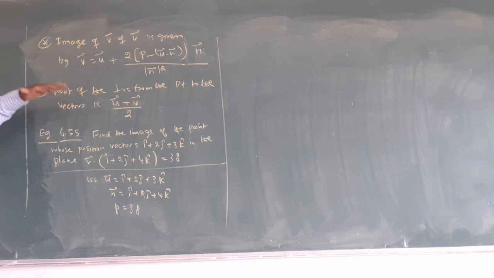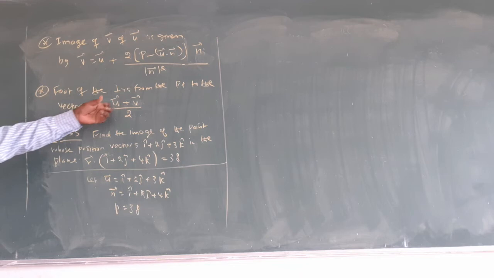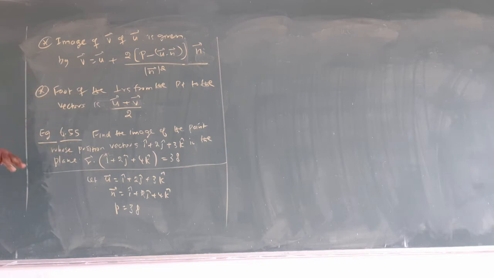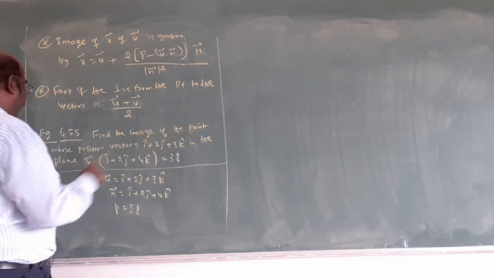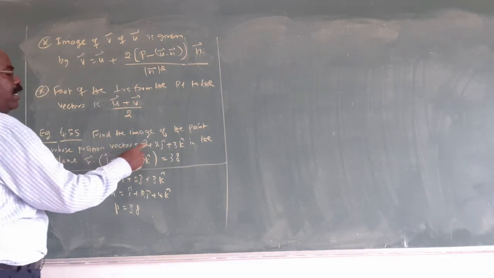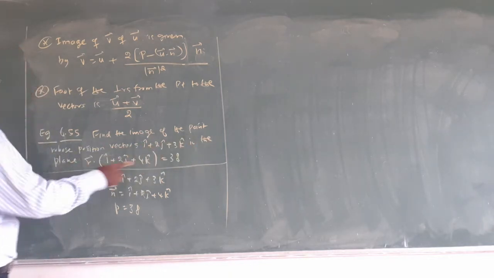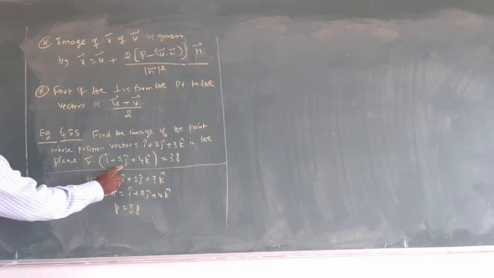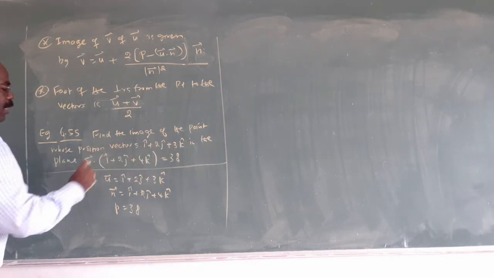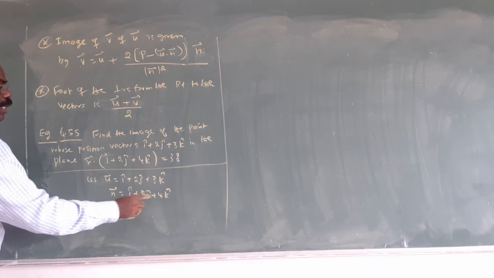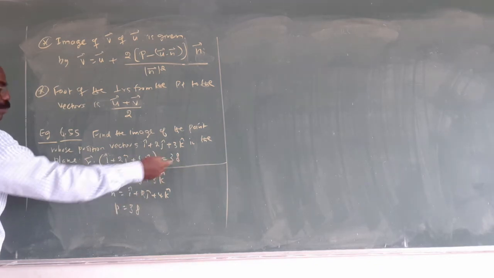So suppose the foot of the perpendicular is asked, first find the image of the point, that is v vector, afterwards the average of u and v vector. Now example 6.55: image only is asked, and the last problem asks for the foot, that is both what you will find. Am I right? Now find the image of the point whose position vector is i plus 2j plus 3k in the plane r dot n, which is i plus 2j plus 4k equal to p.